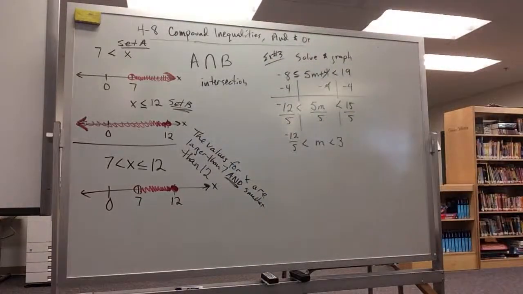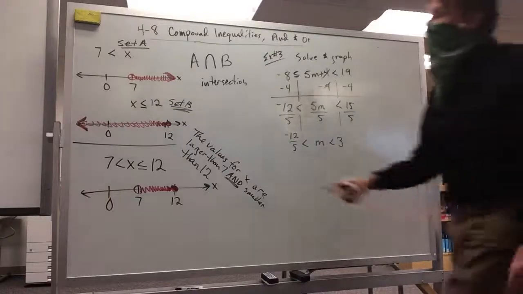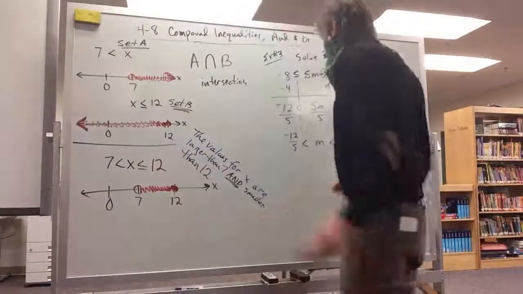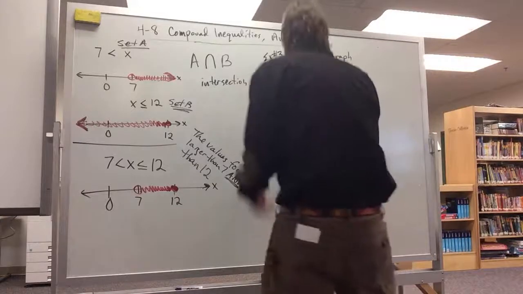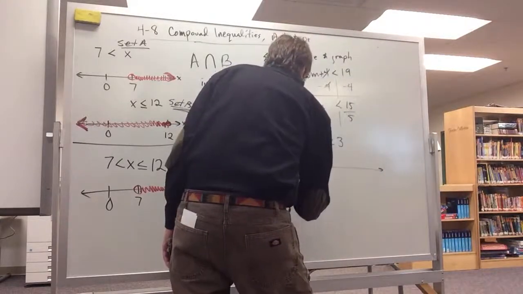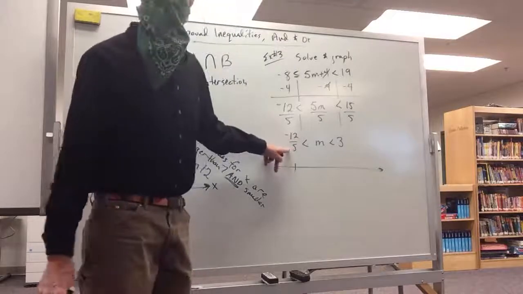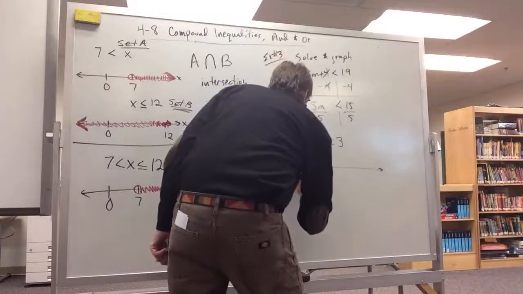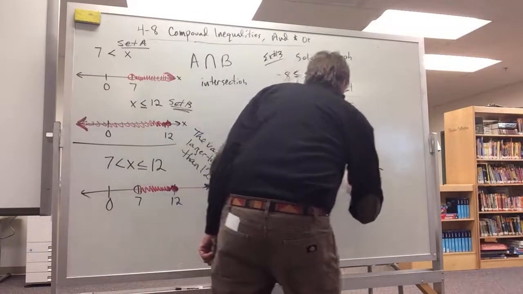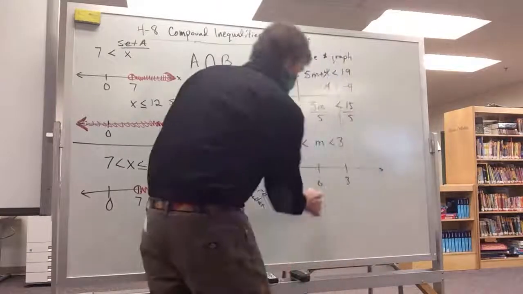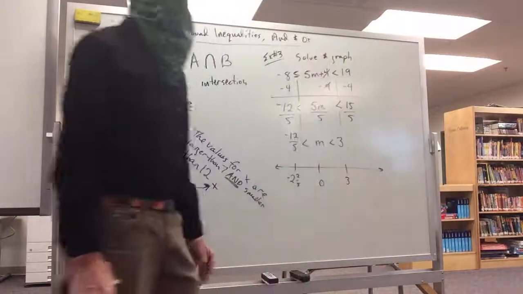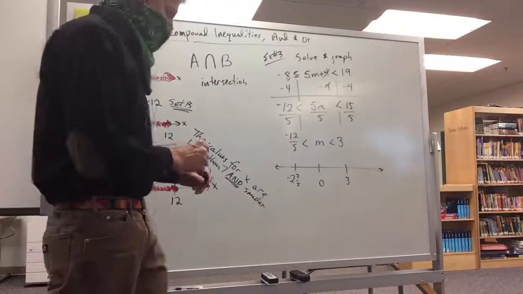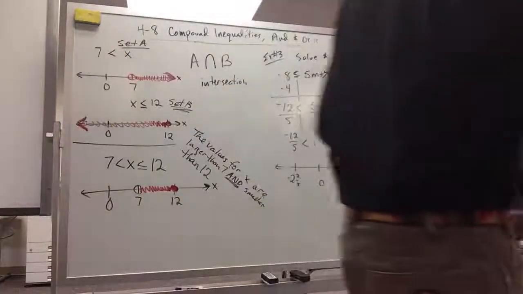So now you have your endpoints. Notice they're pointing to the left, so that means you're going to shade in between. Remember, these are pointing to the left, we shaded in between. So all we do is, we got a negative 12 fifths, which is like a negative what mixed number? 2 and 2 fifths. And I am okay with you just doing something like this. You don't need to have the perfect tick marks and everything. However, make sure that you graph it correctly.